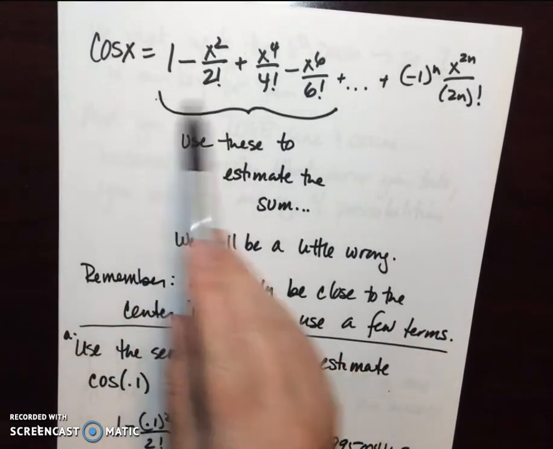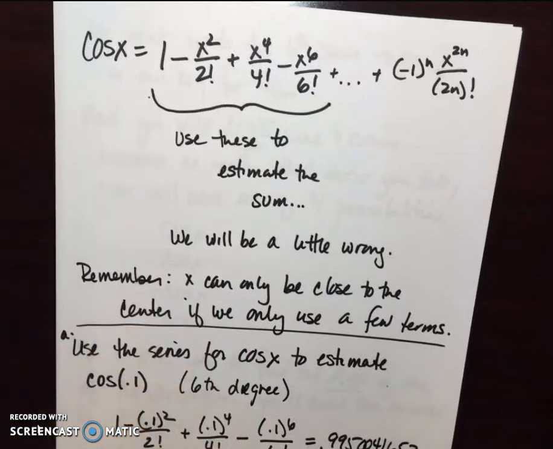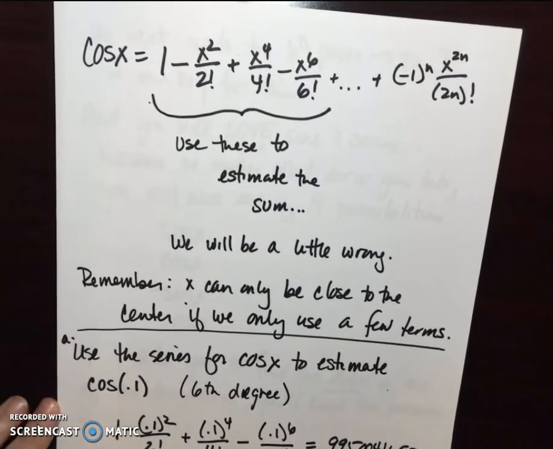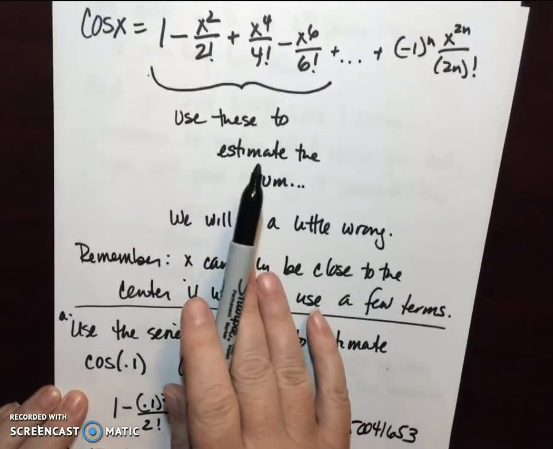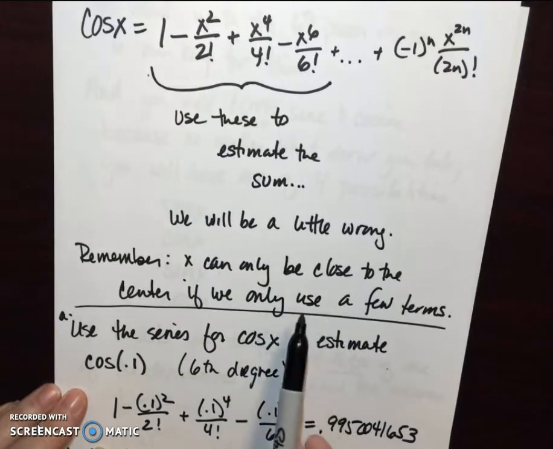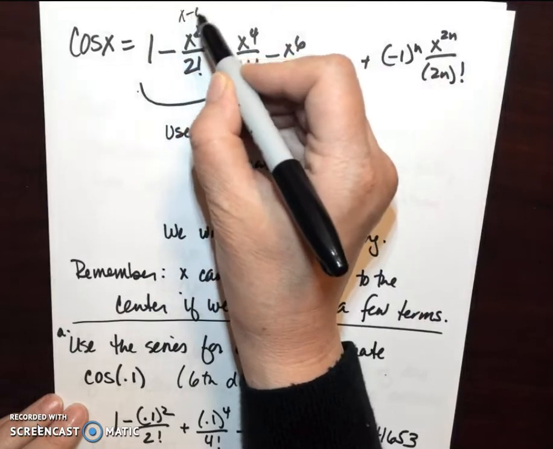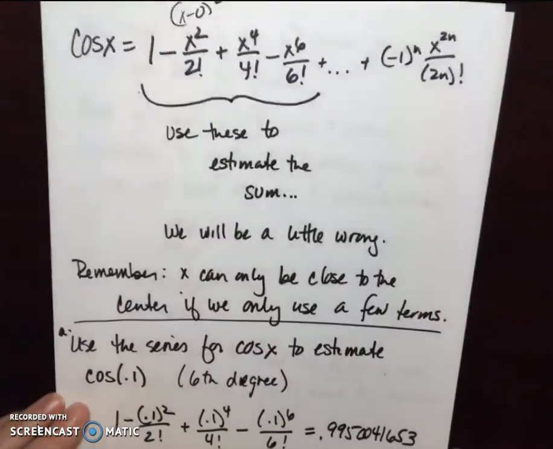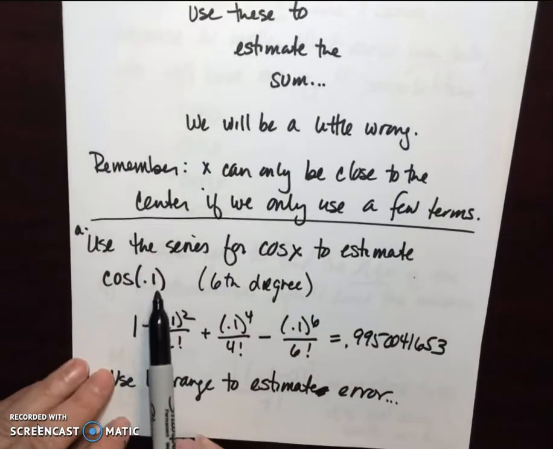Okay, so if I only use 4 terms to represent a number for cosine of x, I'm going to be a little bit wrong. I'm not going to be exact, but I will be close. So in this case, since I am only using a few terms, remember that we have to be close to our center. Well, our center is 0 because all of these are x minus 0 squared. So our center is 0. So I'm going to pick, for my example, cosine of 0.1.